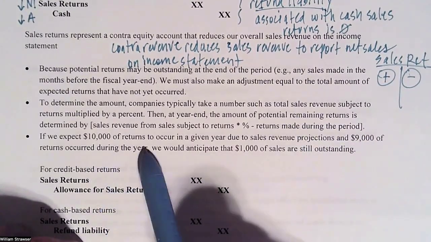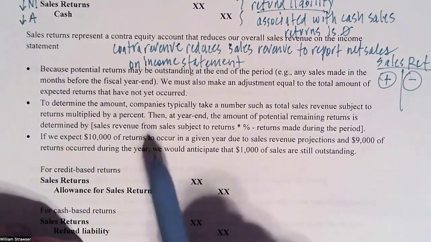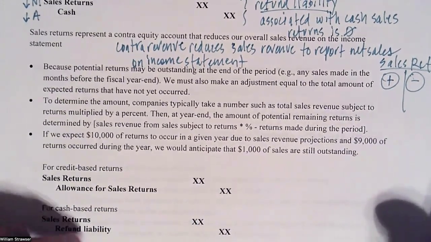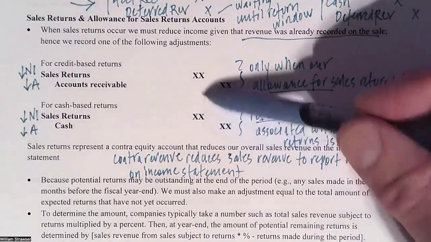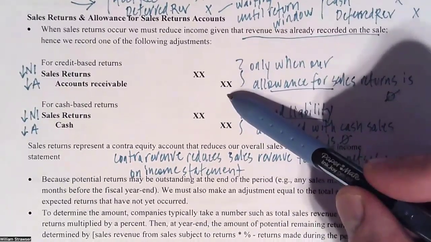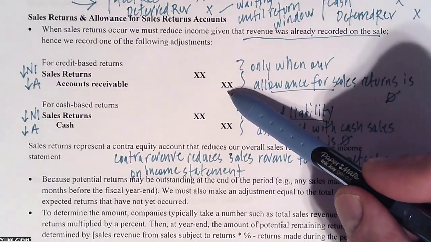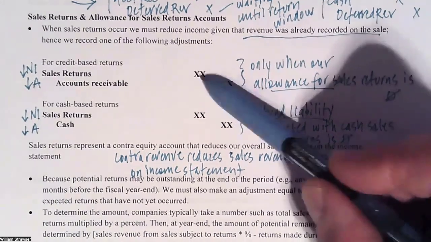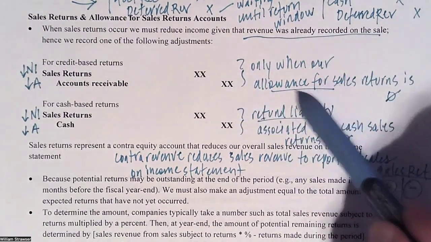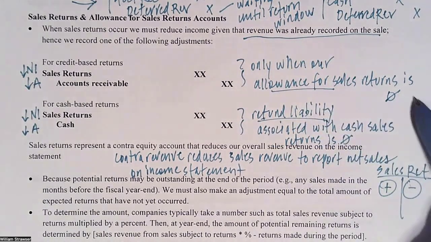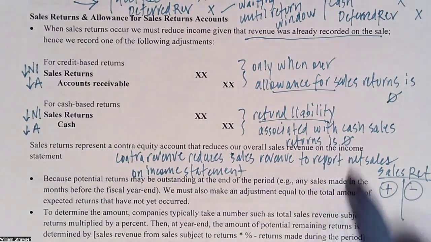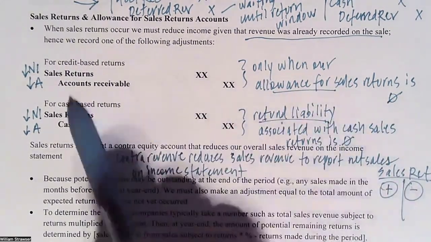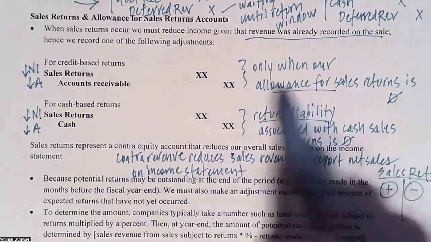Right. So if we expect $10,000 of returns to occur in a given year, based on our revenue projections, 9,000 of those have already occurred during the year. So during the year, we made this entry as they were coming back in. We canceled people's outstanding accounts with us because they returned the merchandise. We recorded a debit to sales returns or a debit to allowance for sales returns based on whether that account was already zeroed. Same thing for cash-based sales. So for $9,000 of that, we're making these entries as things are coming in during the period.